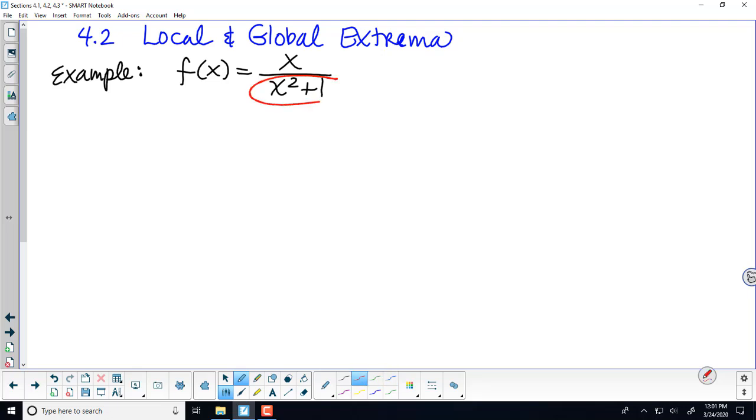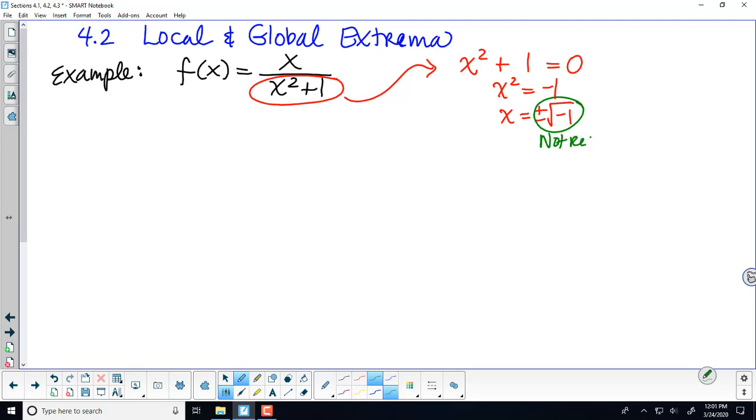Since it's a rational function, we know anything that makes the denominator equal to 0 is excluded from the domain. So if I say x squared plus 1 equals 0, and I solve that, what happens? I'm saying some number squared is negative 1, or x is plus or minus square root of negative 1, which is not a real number. Which means there is no real number that would make the denominator 0.